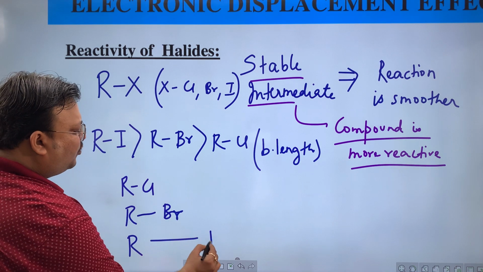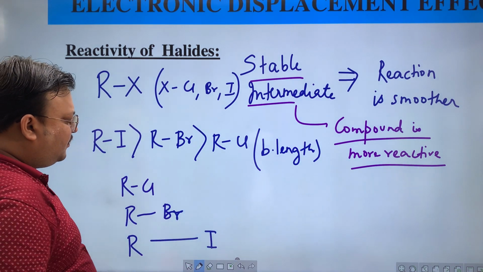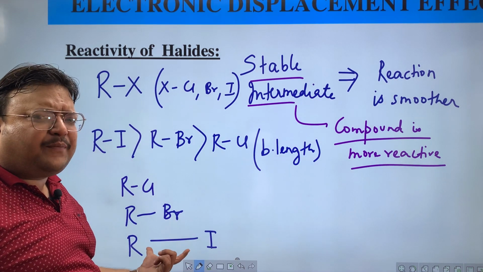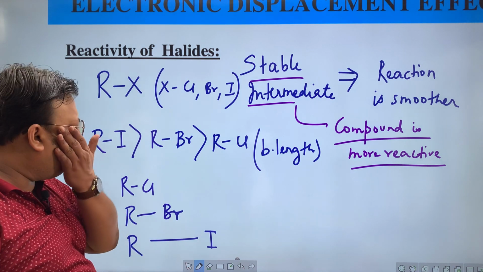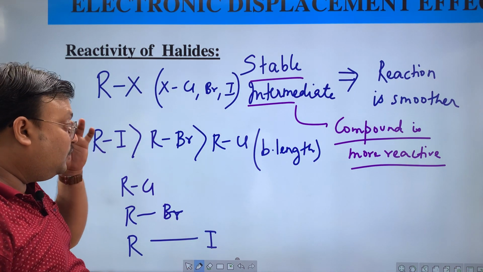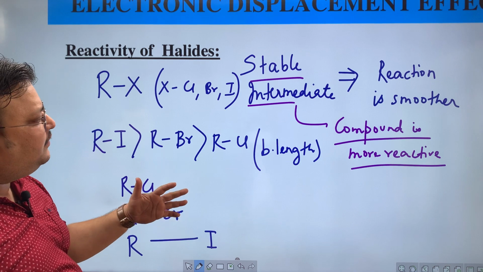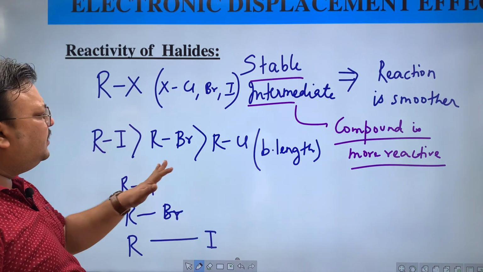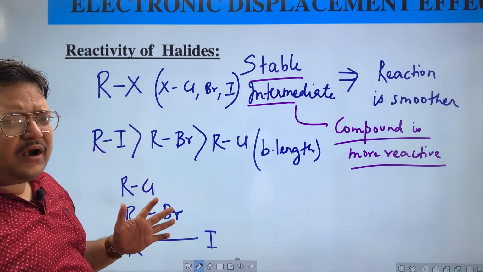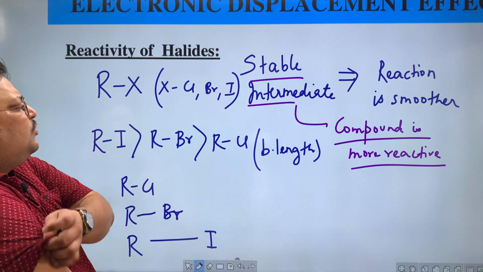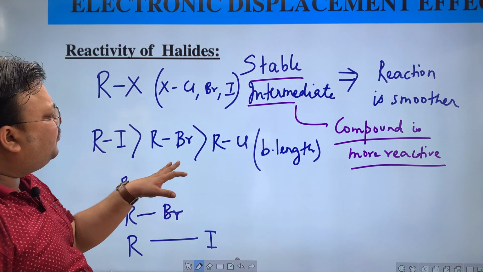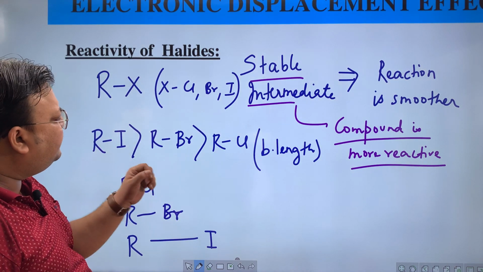Chlorine is smaller than bromine, which is smaller than iodine. So a bigger bond is easier to break. These are some takeaways you will want to have before we go into the depth of organic chemistry. These are trivial facts: the greater the bond length, the lower the bond energy. So in general, iodides will be more reactive than bromides, which are more reactive than chlorides.